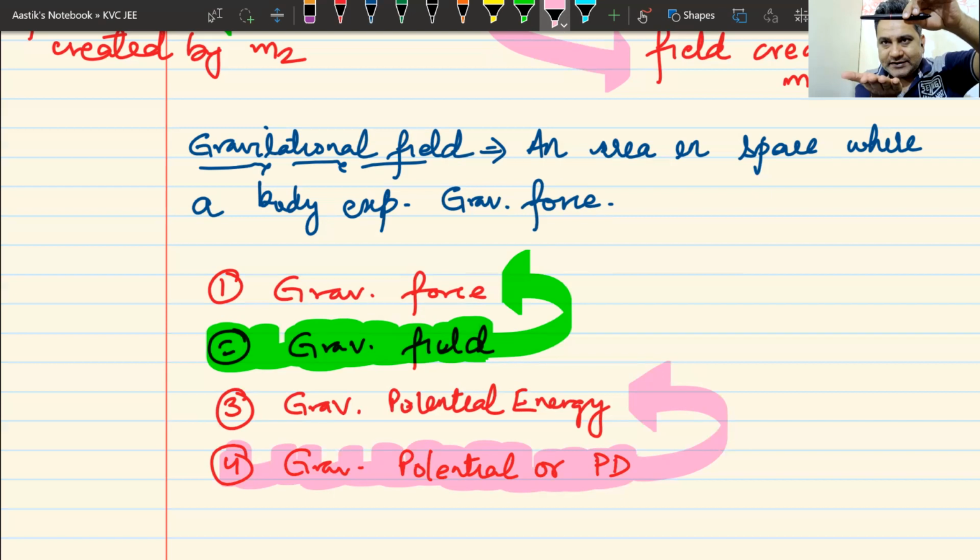Now I can understand it in this way: when it is falling, it is doing work, right? So when it is placed here, it has the capacity to do work, because when it is falling from here, it is doing work. Am I clear? Do we understand this?